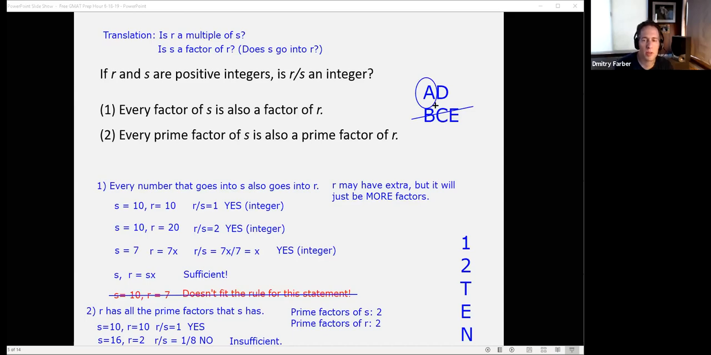What they're doing is a little bit of trickery, because if we're counting the numbers in the prime factorization like we did earlier, how many 2's, how many 3's, then of course this wouldn't fly, right? But if they say every prime factor is also a prime factor, then it's just saying that if S has a 2, R has to have a 2, but it doesn't tell us the number of them anymore.